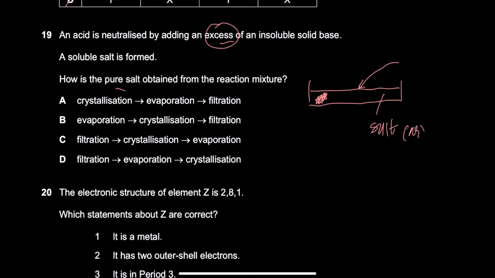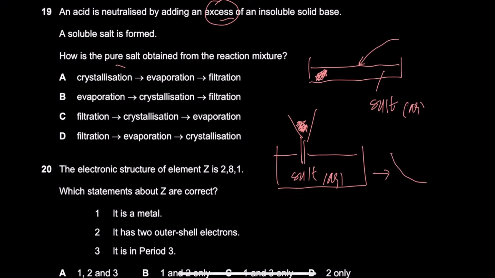And the salt is aqueous. You want pure salt. So what are you going to do? First of all, you're going to filter out this big fat chunk of the insoluble base that is remaining. You'll get the aqueous salt, which is going to be your filtrate. And you need pure salt, which means you need it in a solid form. So once you get this aqueous salt, you're going to start evaporating it to the point of crystallization. So you're going to evaporate it in an evaporating dish or a china dish to take all the H2O molecules out of it, and you're going to do it till the point of crystallization. Then when crystallization takes place, you're going to stop, and you'll get your pure salt. So first filtration, then evaporation, then crystallization. So D is the right option.